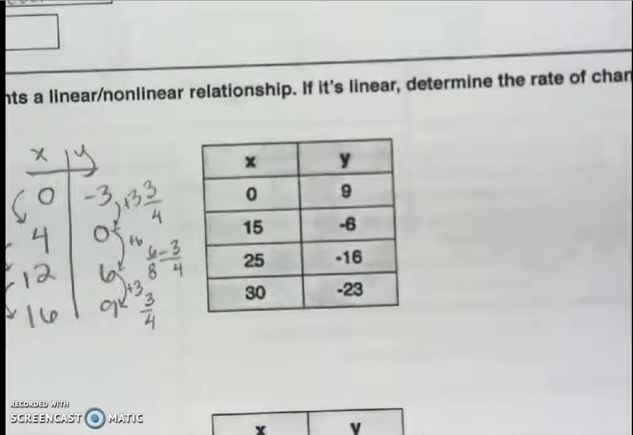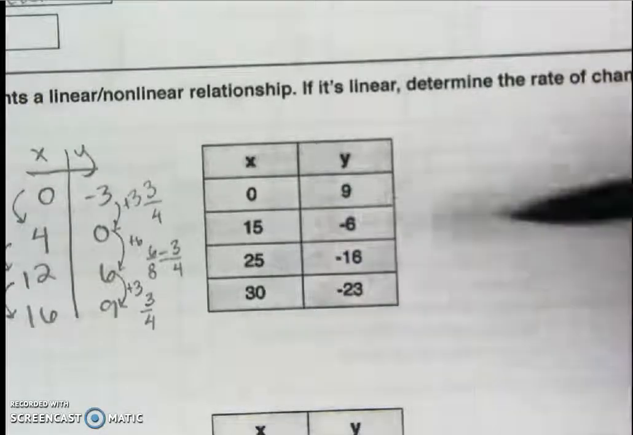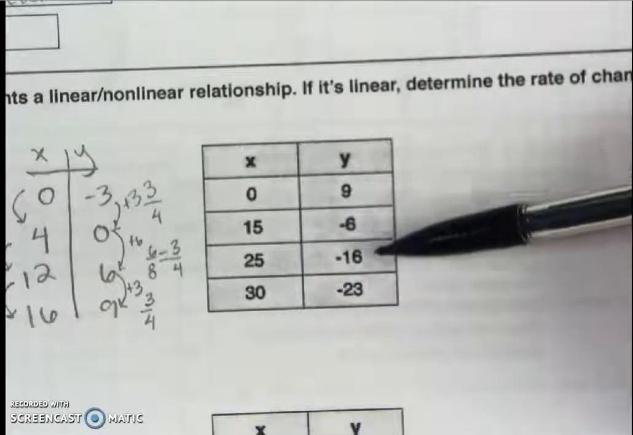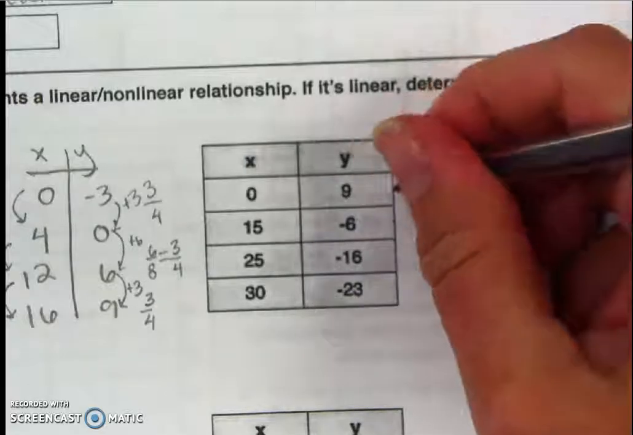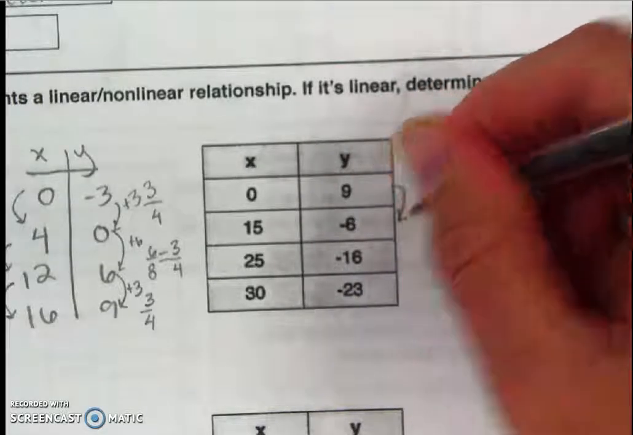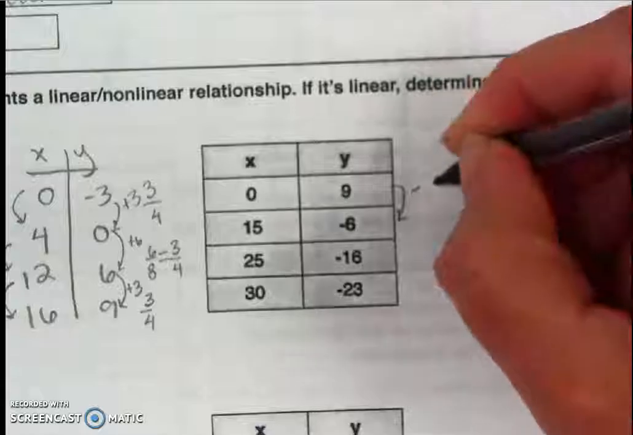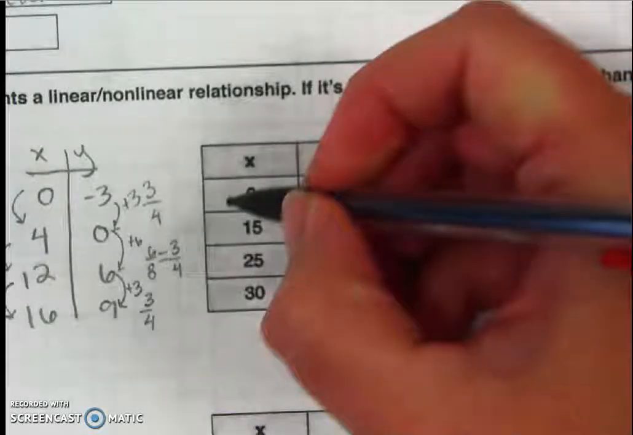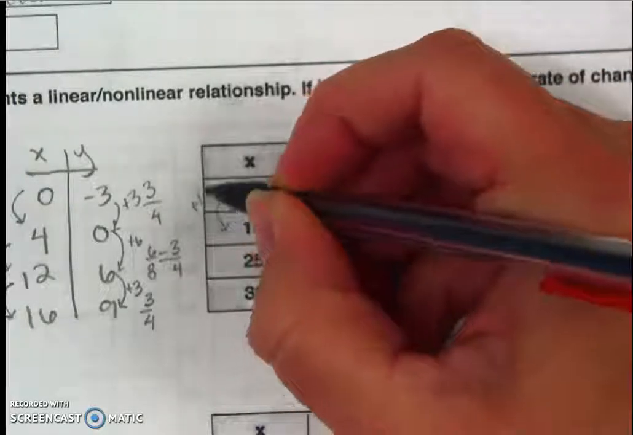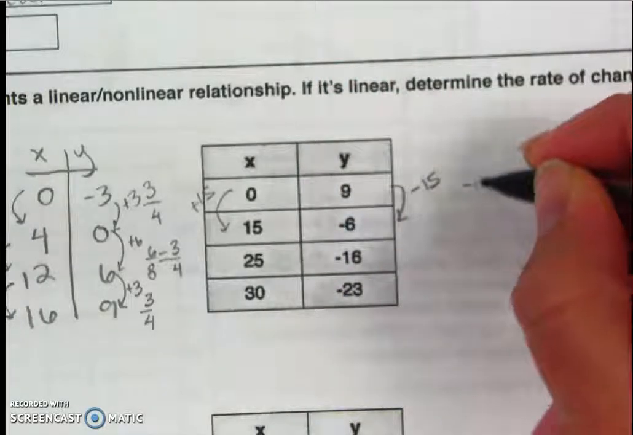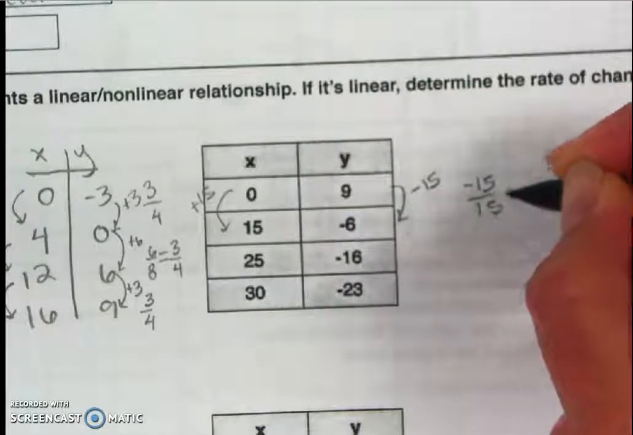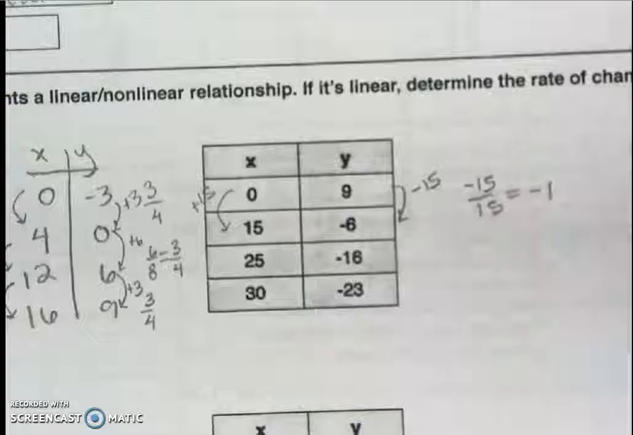All right, let's look at this one. Looks like the x's are already in order. What's happening with the y's? Looks like they're all decreasing. All right, so let's see how much they're decreasing by. From 9 to -6, they took away 15. From 0 to 15, they added 15. So that little slope would be -15 over 15, which is -1.